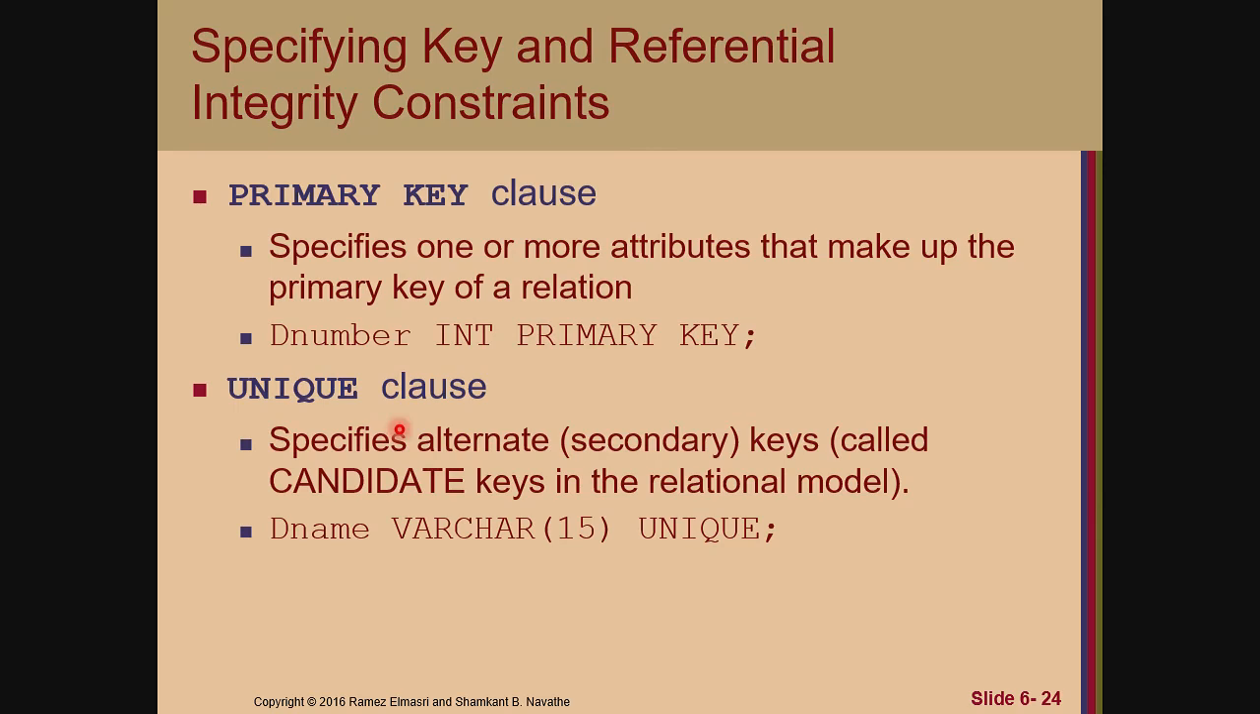And unique. If you want the column value for each tuple to be unique, you use this one. For example, DNAME is VARCHAR(15) and UNIQUE. So the DNAME cannot be duplicated, right? Okay.